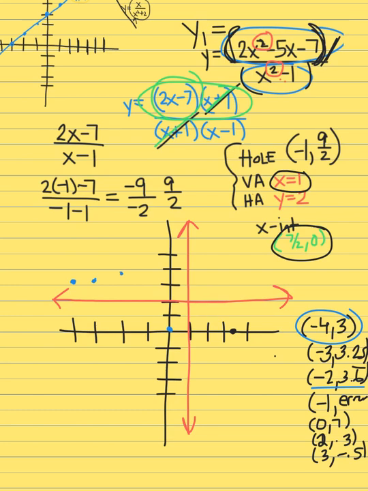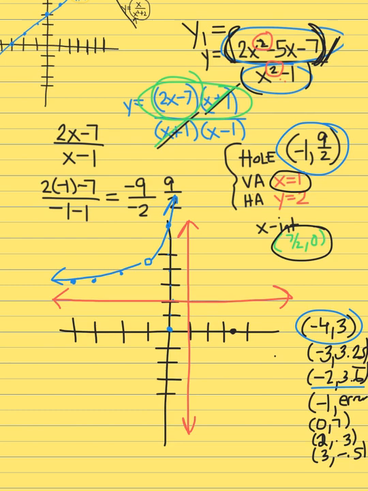And then -1, error. That's going to be where my hole is. So my hole is at -1, 4.5. So I want to go to -1 and go up to 4.5 and make an open circle. And then 0, 7. 1, 2, 3, 4, 5, 6, 7. So you can see this curve that's being created, and you want to make sure that you keep an open circle where the hole is.